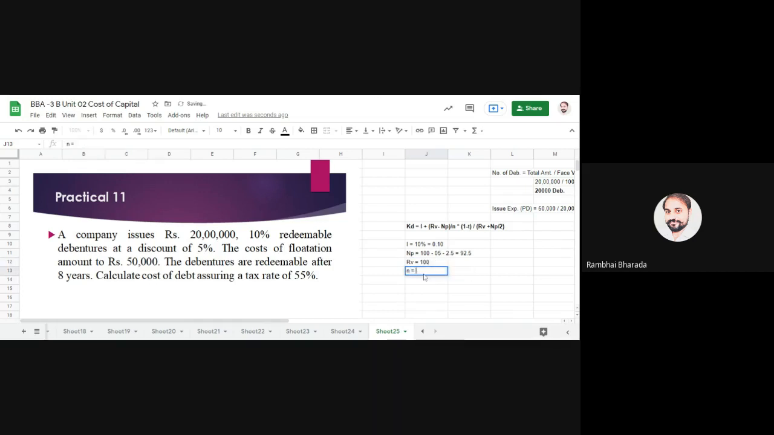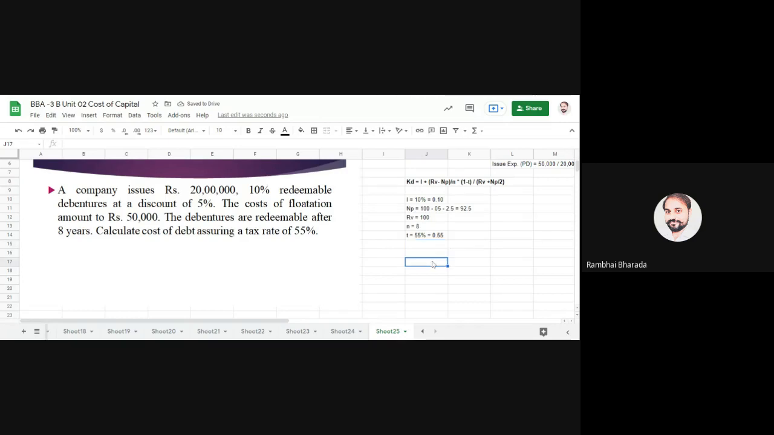N means number of years. How many years? 8 years. And last one, T means tax rate. At the last time you tell me how many percentage? 65%. Again I repeat, in the real world, the maximum tax rate is only 35%. Actually it is 34%. 30% is slab, the final amount that you need to pay, and 4% is additional cess that the company needs to pay. So it's 0.55. Are we clear about these 5 values? Any doubt?